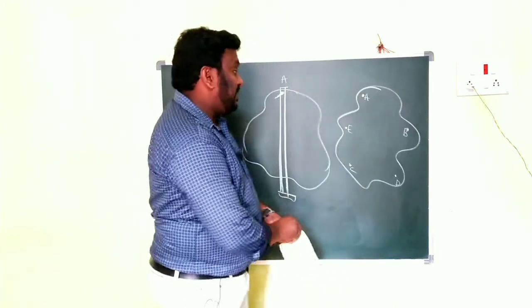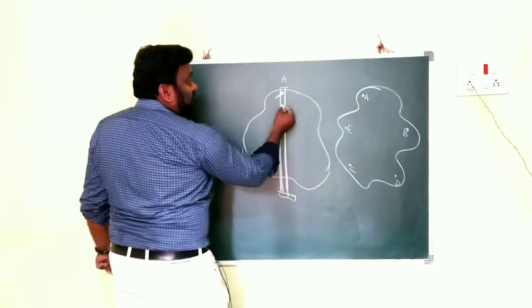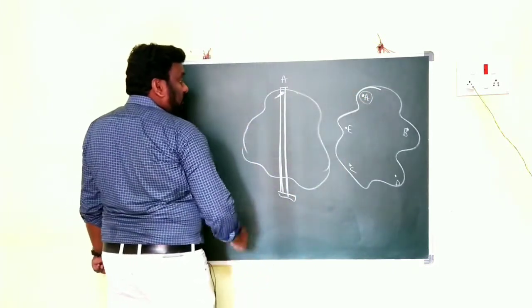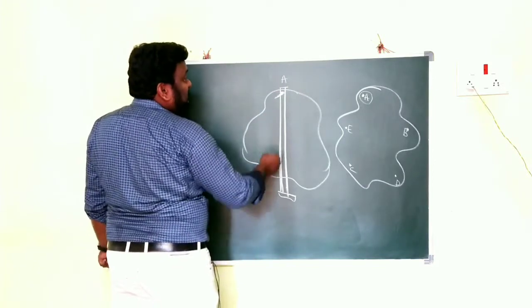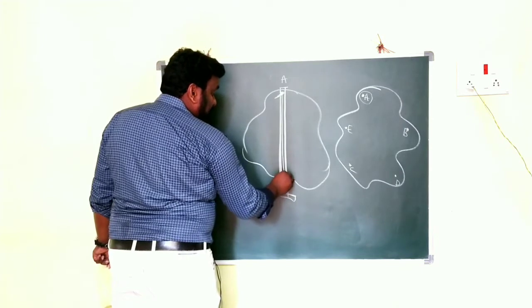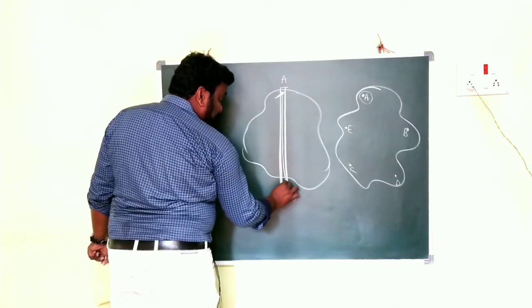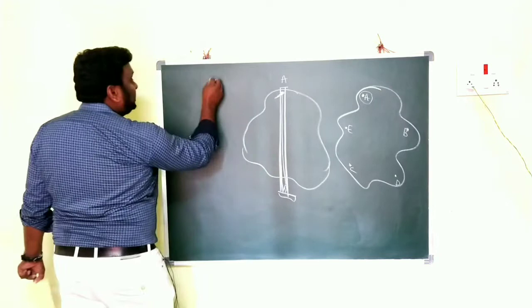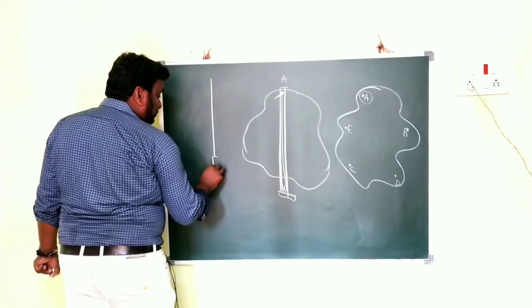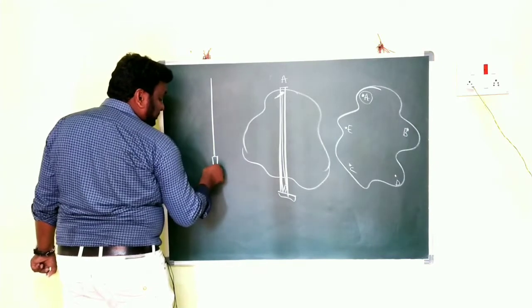So we have to suspend the plain lamina from the first hole A. After that you have to take one plumb line. By suspending the plumb line here, some balancing. A plumb line is nothing but a thread. For that, we have a small metallic rod.